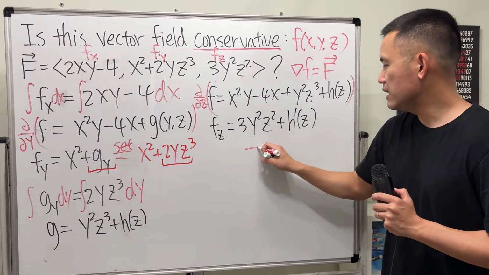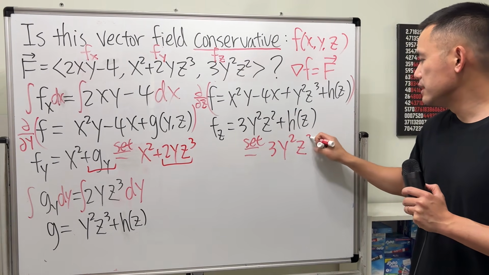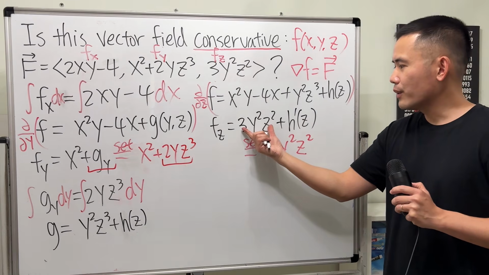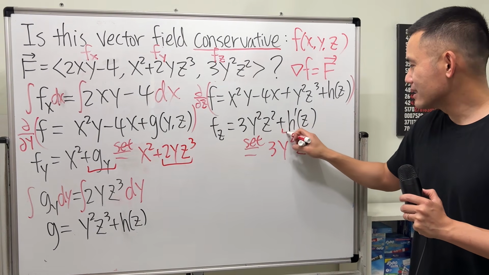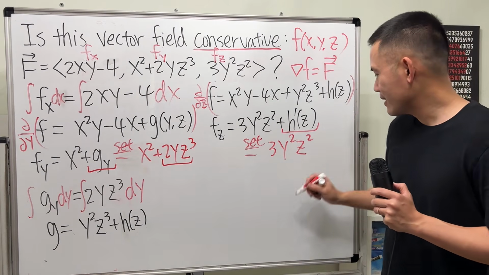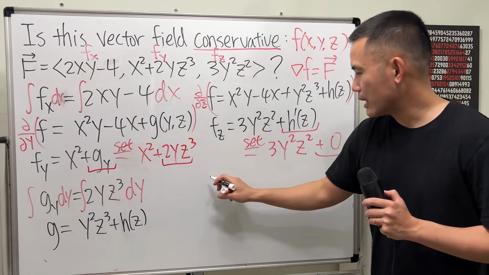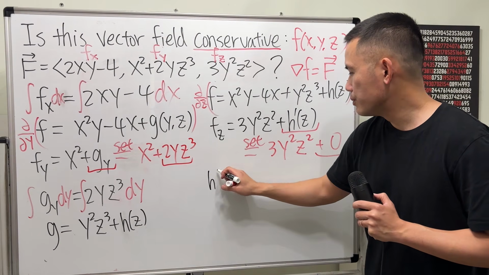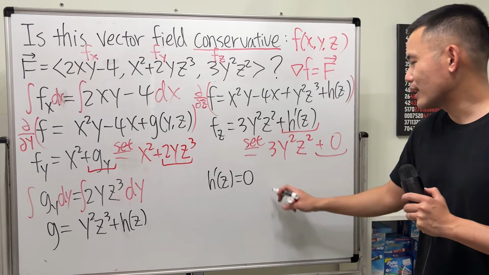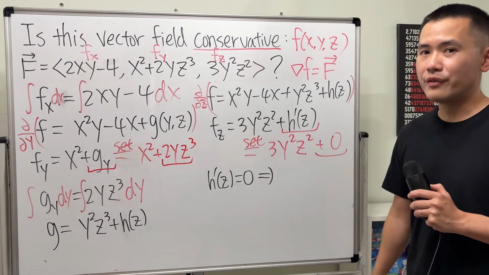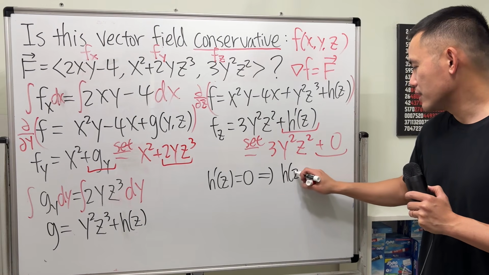Okay, this thing should match with that. So I'm going to set this equal to 3x squared, z squared. So this and that match. But how about this? That means this right here should be equal to 0, right? Because this is like plus 0 here, and plus 0. So that means h prime of z is equal to 0, and then integrate both sides, but the only way to get the derivative of some single variable function equal to 0 is that the function is just equal to a constant.